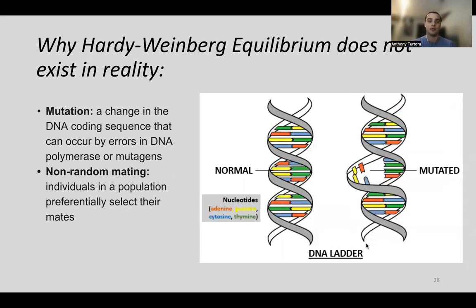Other reasons here is that we have mutation. These are changes in the coding sequence, as you can see here, on DNA. This is because we will always have inborn errors in DNA polymerase. We'll also have mutagens that can cause mutations. And we do have non-random mating, which is when individuals in the population preferentially select who they mate with.